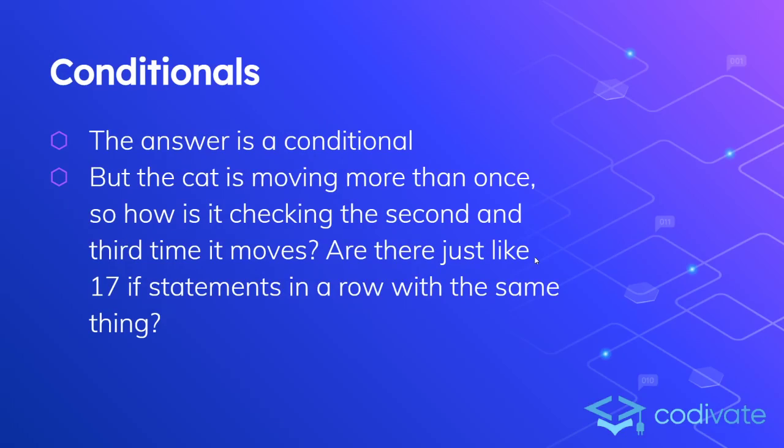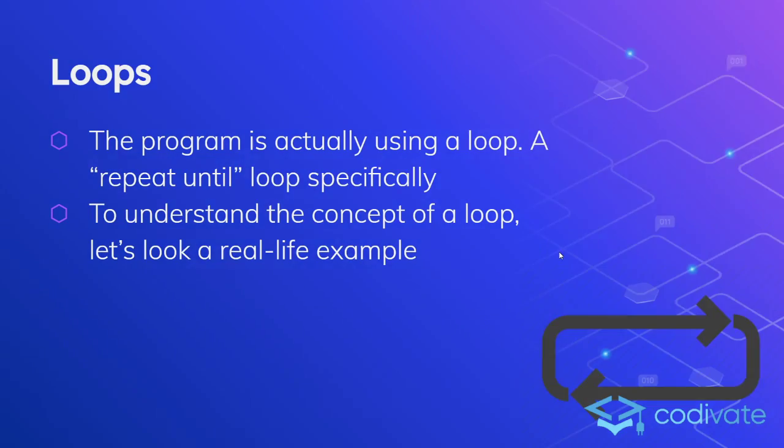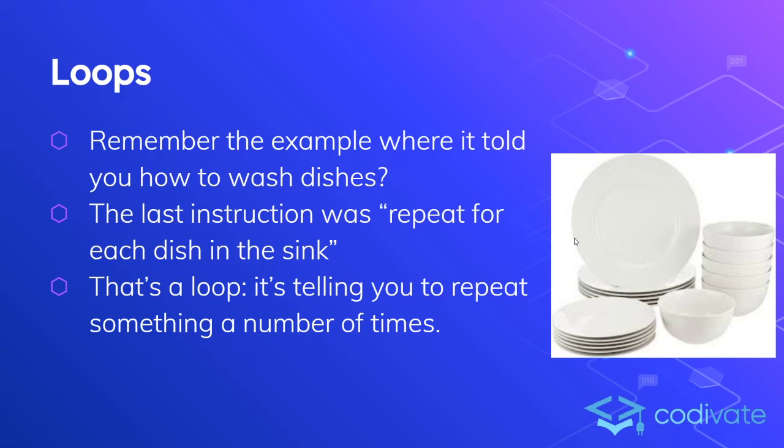So to understand what a loop is, I'm going to show you a real life example. If you remember earlier when we were talking about reading and writing code, there was an instruction about washing dishes, and the last instruction read, repeat for each dish in the sink. That is what we would consider to be a loop, because it's telling you to repeat something a number of times, or until something is done. So, for example, for our Scratch Cat, it would be repeating the move to the right until it gets to the middle.